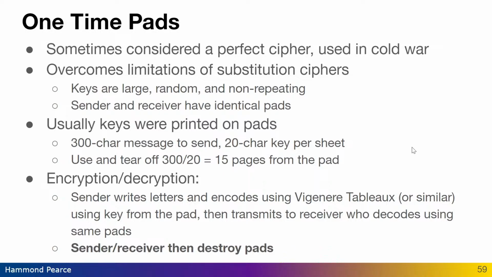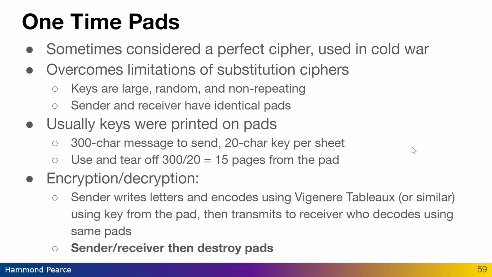So how did one-time pads work? They were very large, random, non-repeating keys that were just like a jumble of letters. You had one, the person you were sending a message to had one, and they were the same. They were the only two copies of that in the world. What you would do is you would then, using a substitution cipher, write your message down and then use the letters from the pad to perform the encryption.